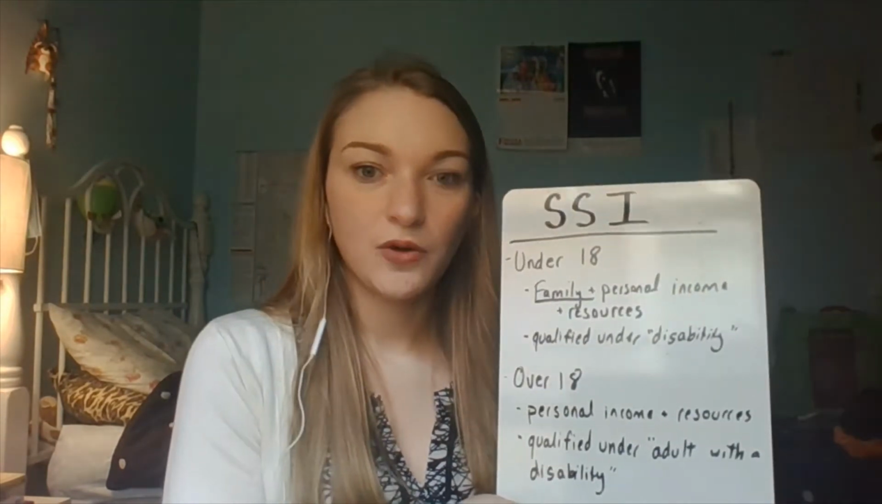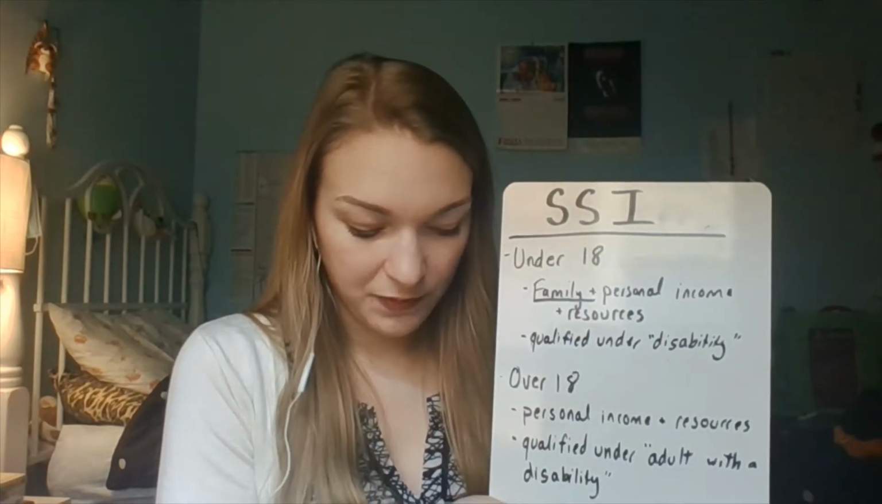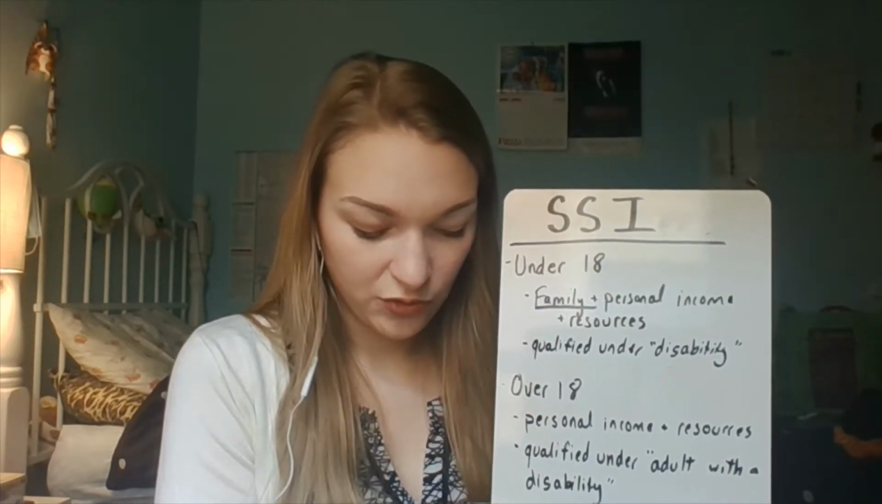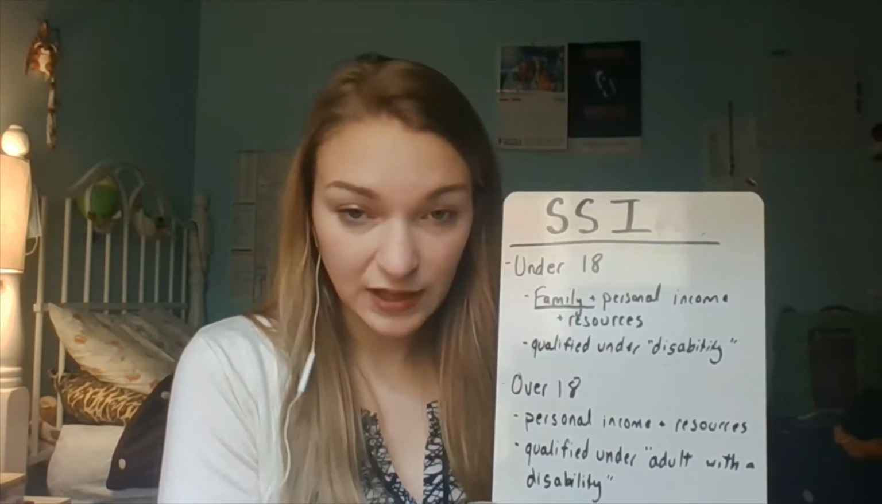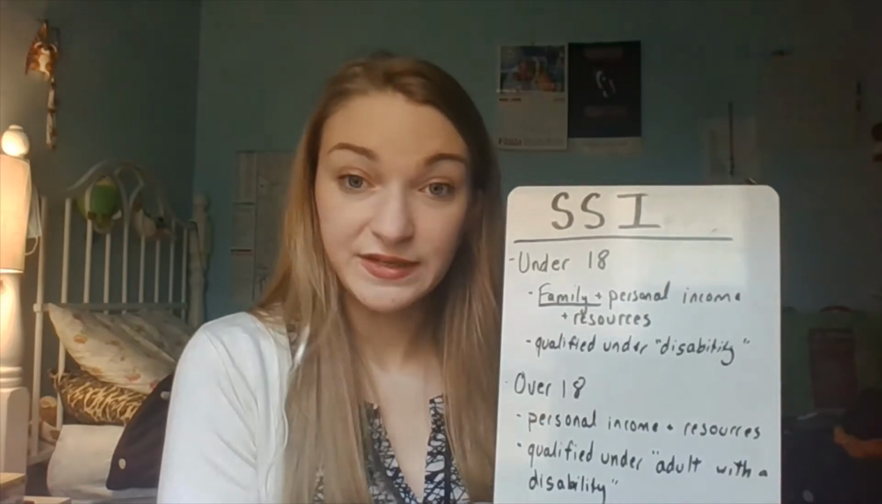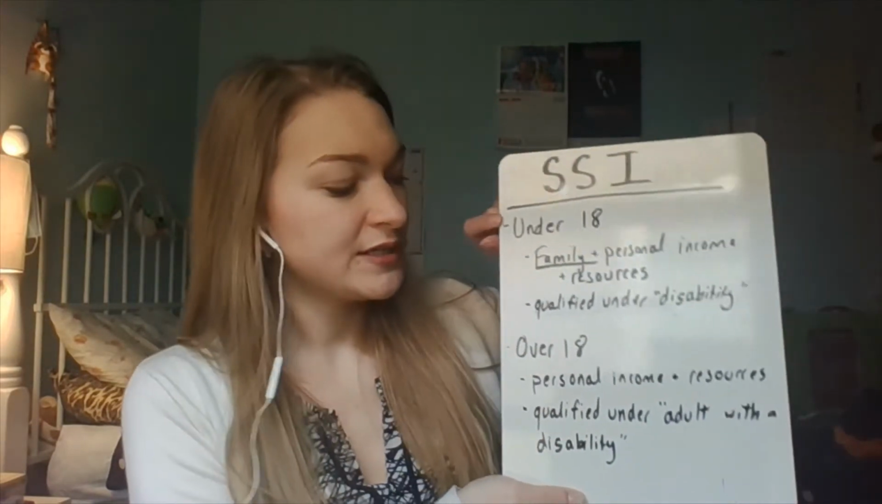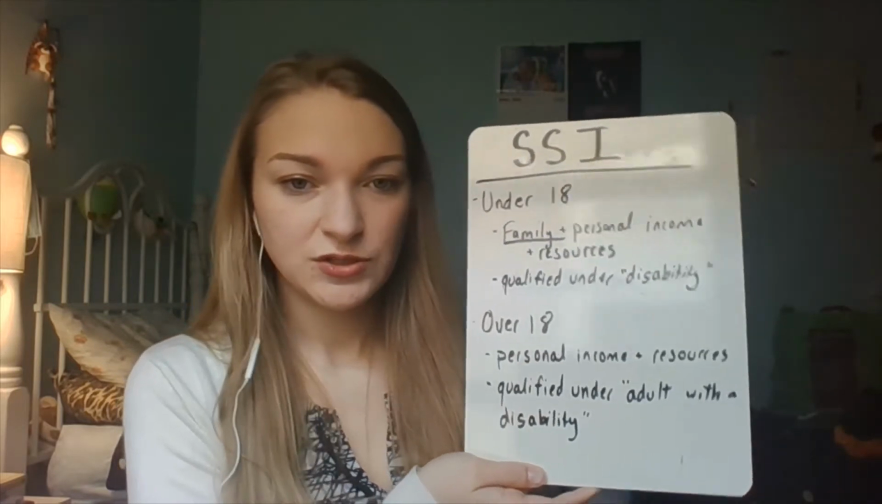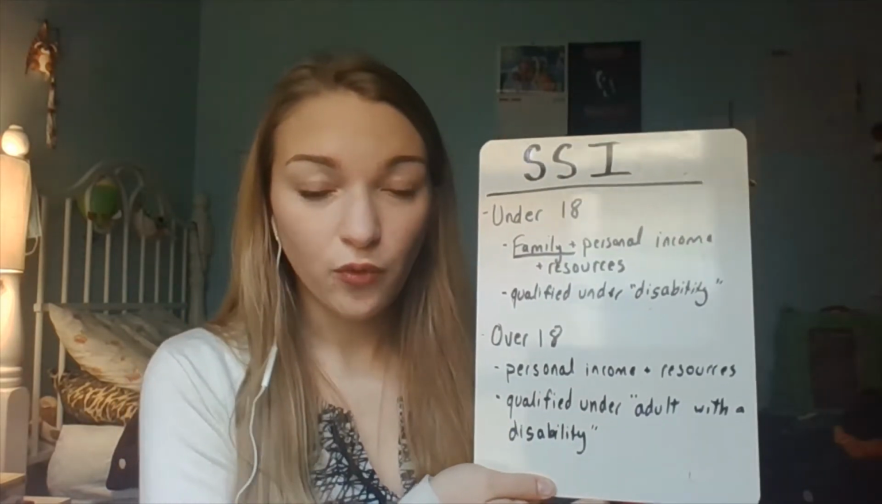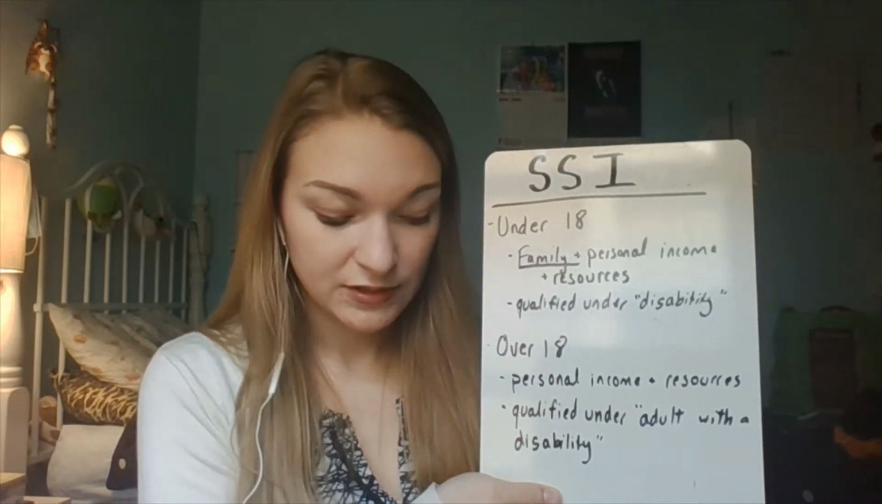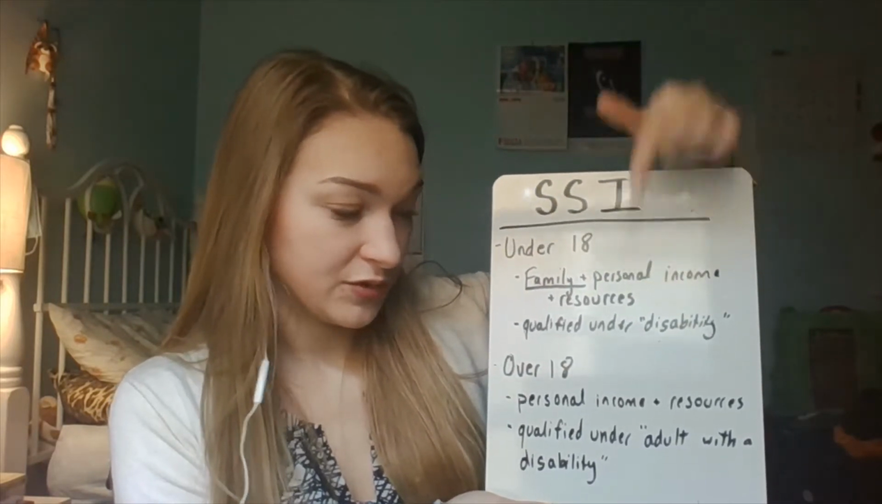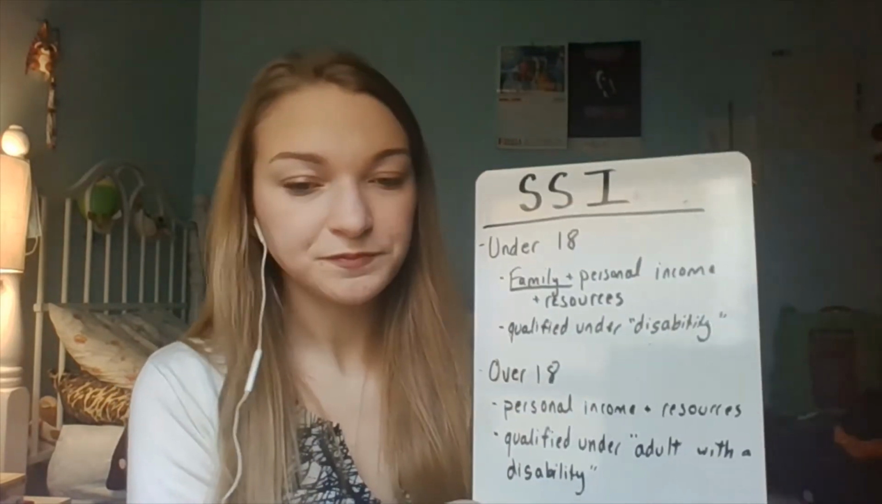So SSI is what you receive if you are retired, you're 65 or older, or you are low income and have limited resources and you're 65 or older, or you have a disability. So what SSI looks like for people with disabilities is different depending on if you're under 18 or if you're over 18. So if you're under 18, you qualify for SSI if your family and personal income and resources are under a certain cap.